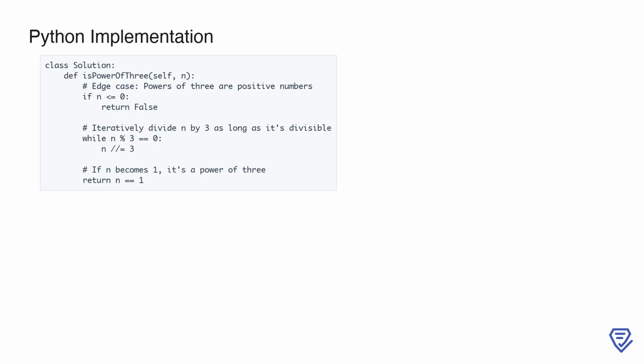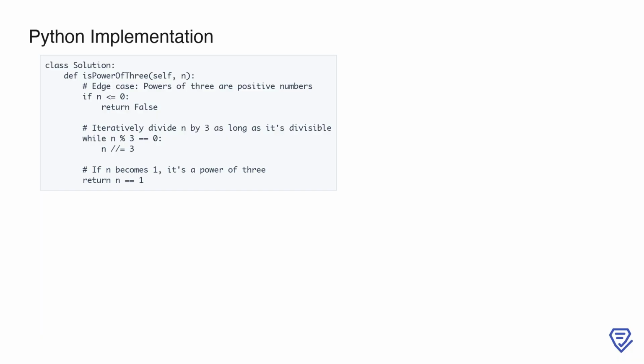1. Edge case check. The first line checks if the input n is less than or equal to 0. Since powers of 3 are always positive integers, any non-positive input immediately returns false. 2. Iterative division. The while loop checks if n is divisible by 3, n % 3 equals 0. If divisible, n is divided by 3 using integer division, n //= 3. This process continues until n is no longer divisible by 3.